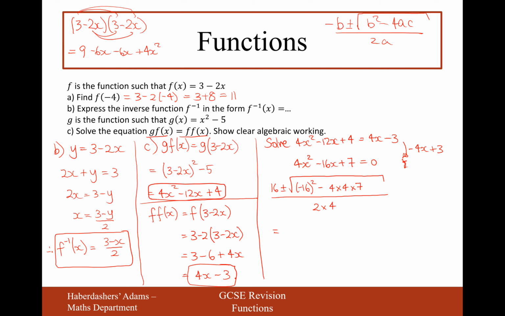Oh, it does factorise, it doesn't matter. So it's going to be x equals 3.5. And then I need to change the plus symbol just before the square root to a minus symbol to get the other solution. X equals 0.5. So there we are, that's the answer to that question there.